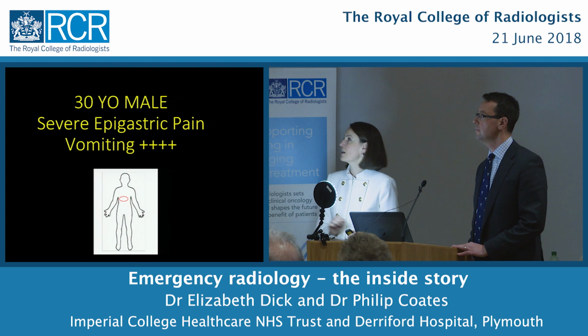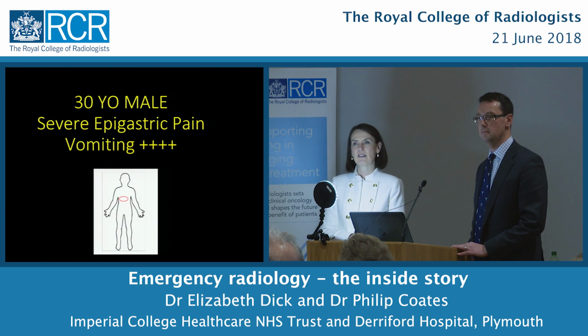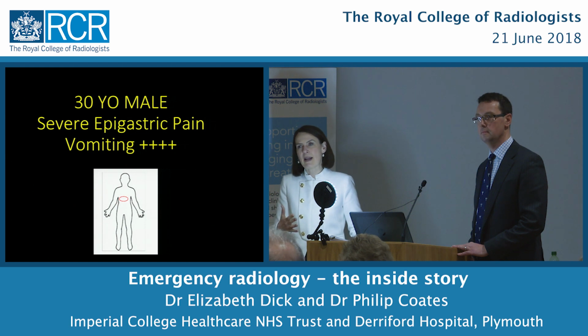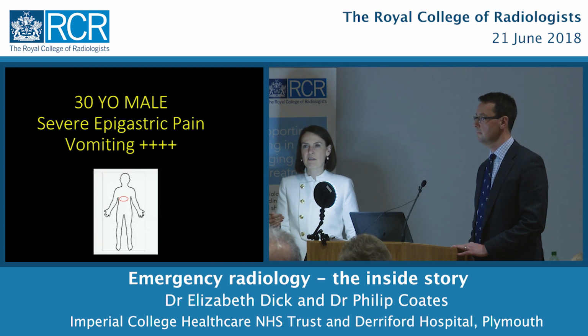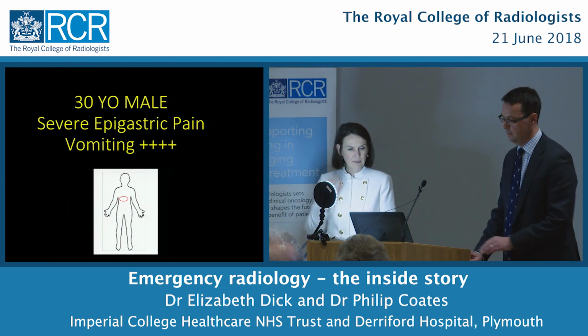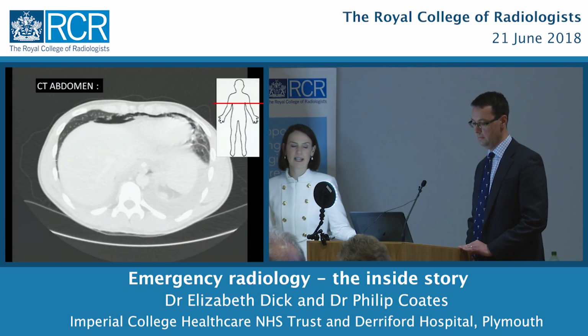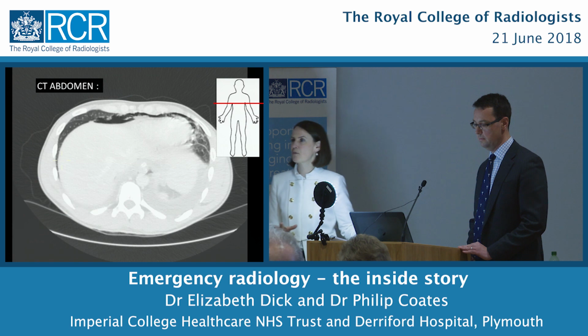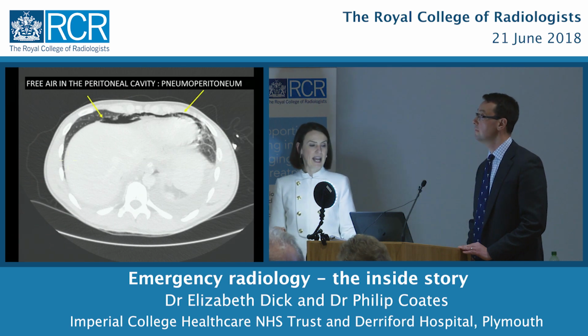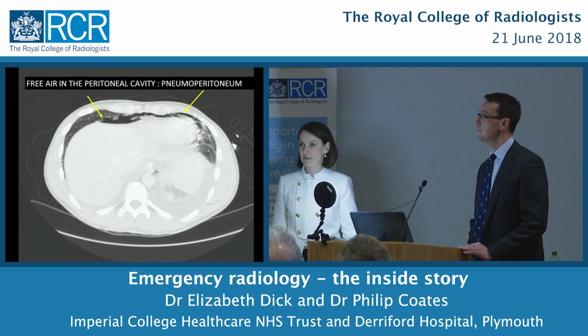Okay, so let's take a look at our first patient, and this is a 30-year-old man who came in having vomited many times, and one of the times after he vomited, he developed terrible epigastric pain. So that means pain here in the region between the chest and the abdomen. So we took him to CT, and all the radiologists in the room will recognise instantly when they look at the CT, there's free air in the peritoneal cavity.